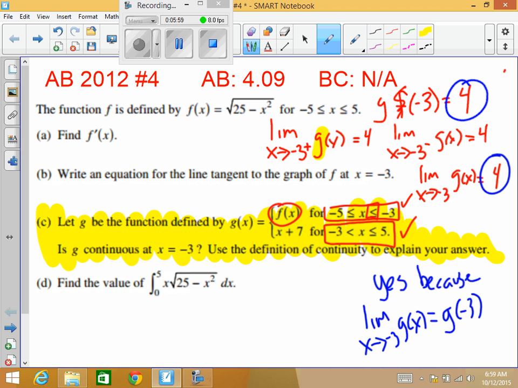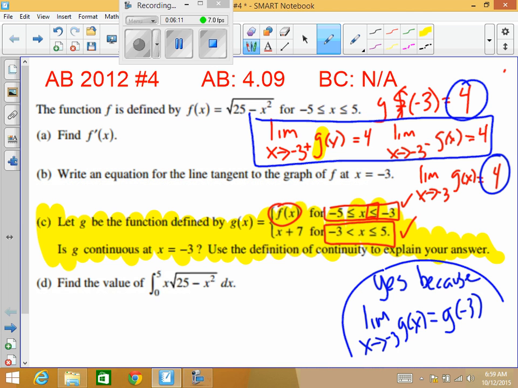1 point comes from considering one-sided limits. So we had to see some evidence that you did this. And 1 point was from your answer. That's it. Part C is over.